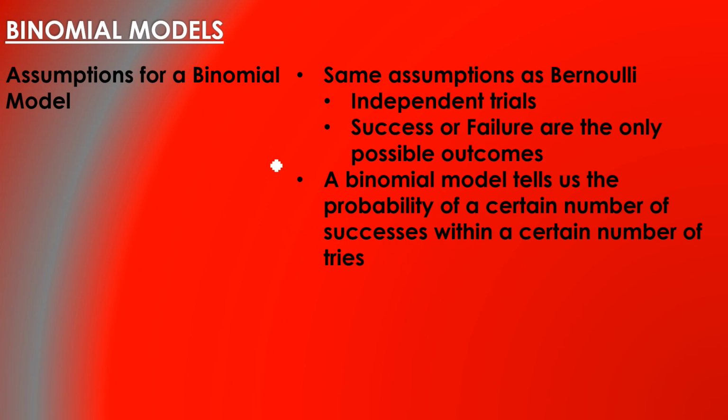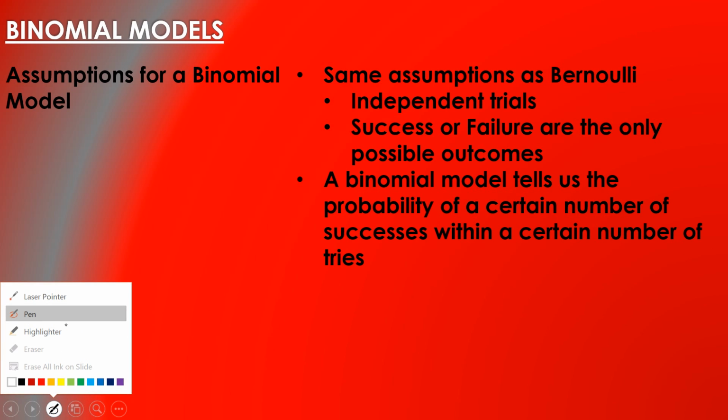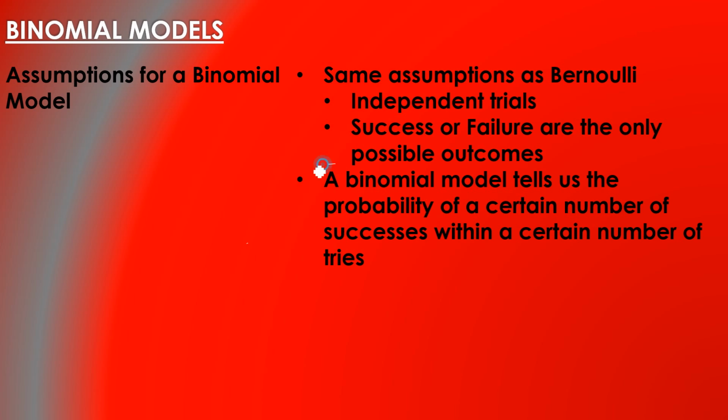So we have the same starting assumptions as Bernoulli. Independent trials and success and failure are the only outcomes. One thing cannot change another, so our probabilities are not going to change. And our key to this one is that the binomial model is going to tell us the probability that a certain number of successes will happen after a certain number of tries.